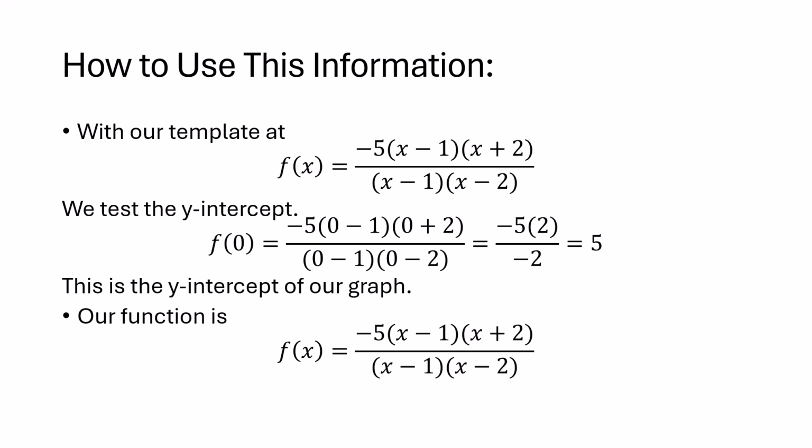Now, with our template, we have -5 times x minus 1 times x plus 2 in the numerator, and we have this divided by the product of the factors x minus 1 and x minus 2 in the denominator. Now we're going to test this using our y-intercept. When I put 0 in for x and I do the arithmetic, I end up with +5 as the output. Therefore, the y-intercept matches, and thus our template seems to match up with our behaviors. So our template, -5 times the factor x minus 1 times the factor x plus 2 in the numerator, divided by the product of the factors x minus 1 times x minus 2 in the denominator, seems to be our rational function that matches our graph.